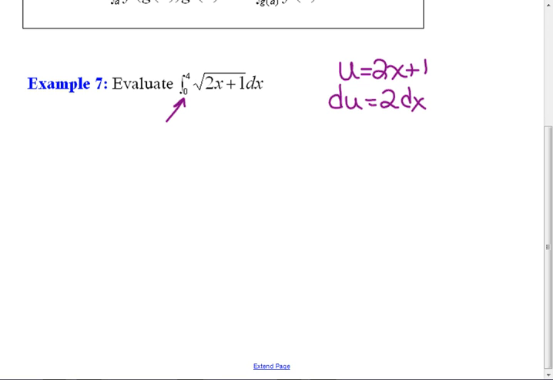Hey guys, I need you to pay attention here, because here's what they do on the exam. They say write up, but do not integrate. So you have to make the full substitution. This is the x. That's the x, so that's a problem. So when you integrate this, you're going to put 1/2 here, and then you're going to have the square root of u du. And if you put in 0 and 4, it's wrong.